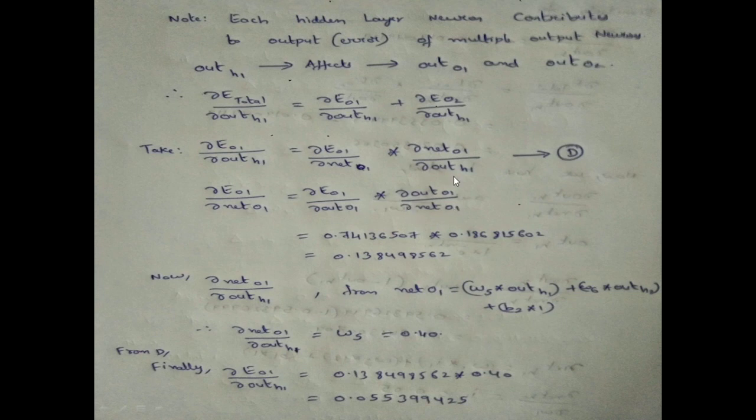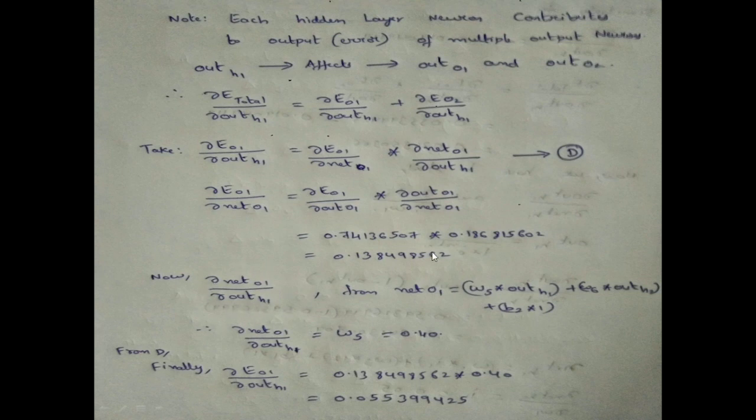So these values we have already calculated. We got these as the values, and the final value is 0.138498562. So now we have to calculate this second term, that is the change in the net input of the output neuron 1 with respect to the change in the output value of hidden neuron 1.